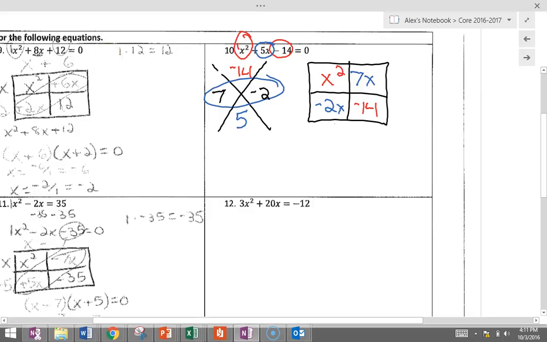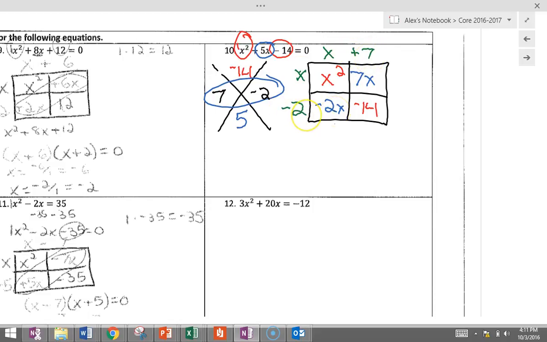So then I'm going to write the outside of my box, get those factors, right? X squared always comes from x times x. 7x, right? I have to do x times a positive 7. Negative 2x, I can do x times a negative 2. Then my factors are x plus 7, x minus 2.